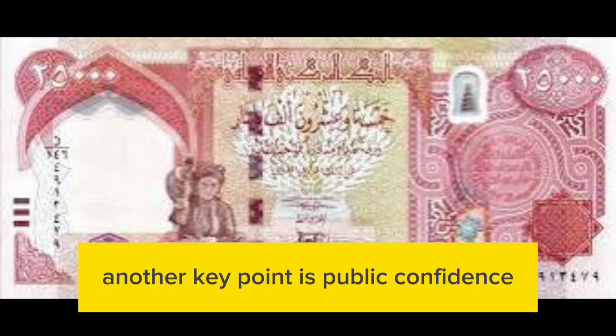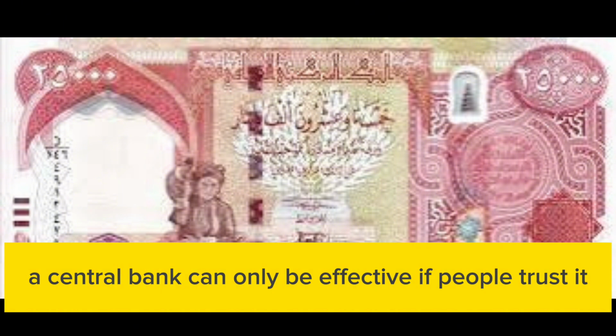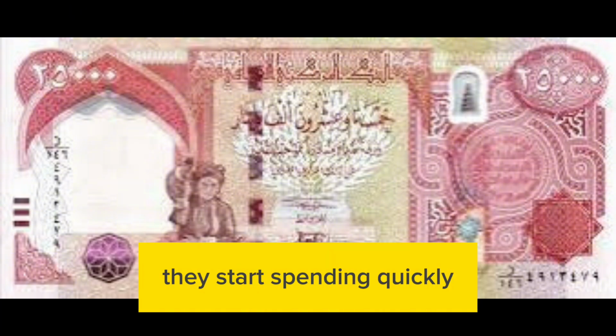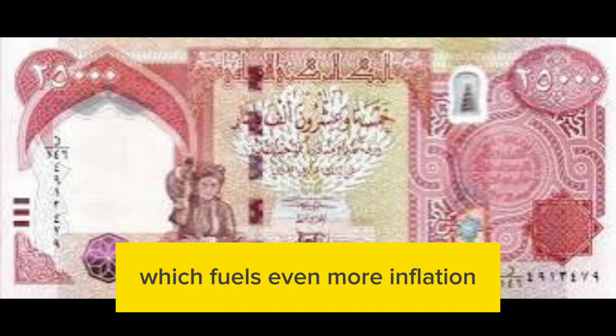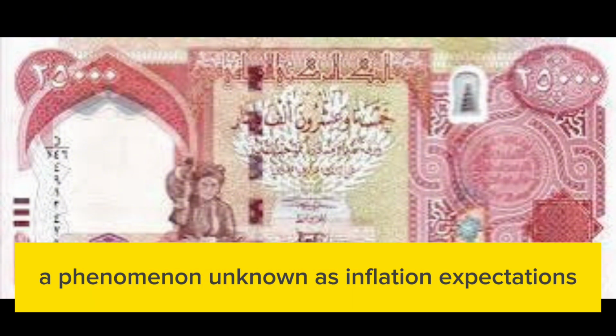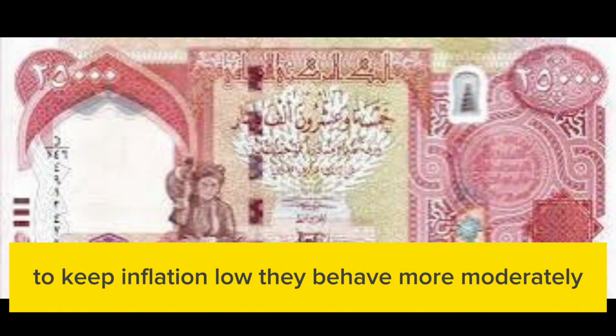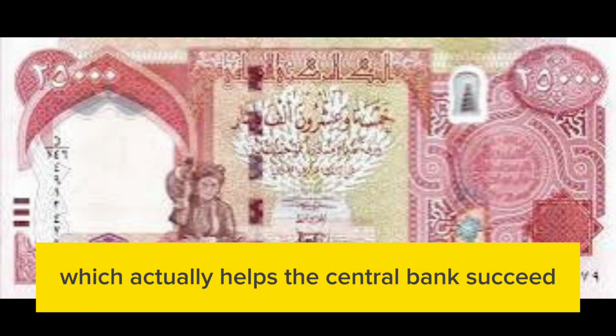Another key point is public confidence. A central bank can only be effective if people trust it. If people believe inflation will rise, they start spending quickly, which fuels even more inflation, a phenomenon known as inflation expectations. On the other hand, if the public trusts the central bank to keep inflation low, they behave more moderately, which actually helps the central bank succeed.